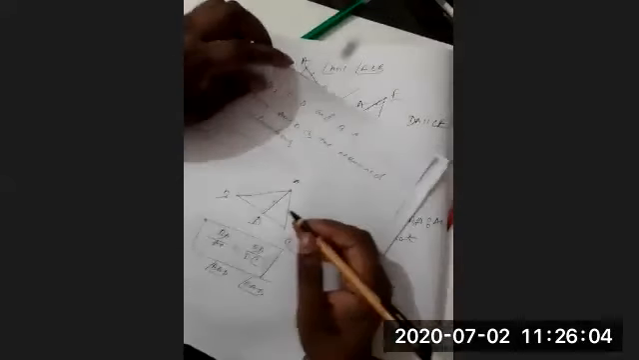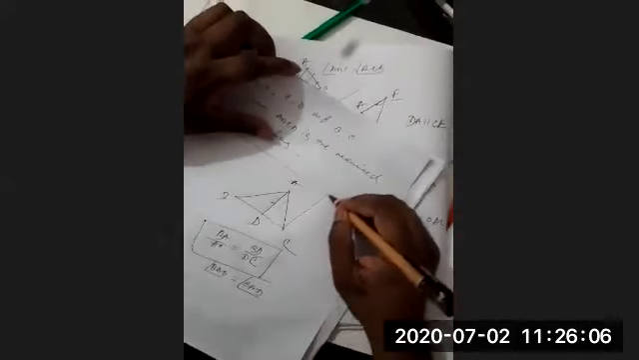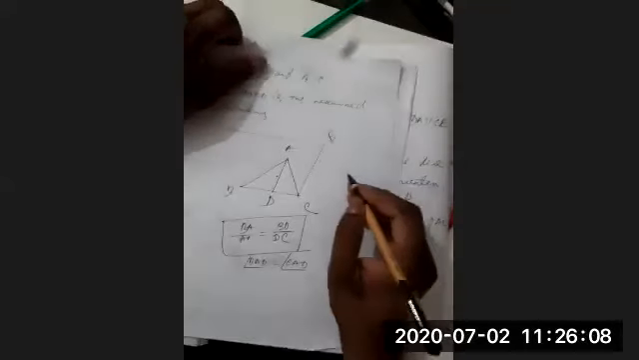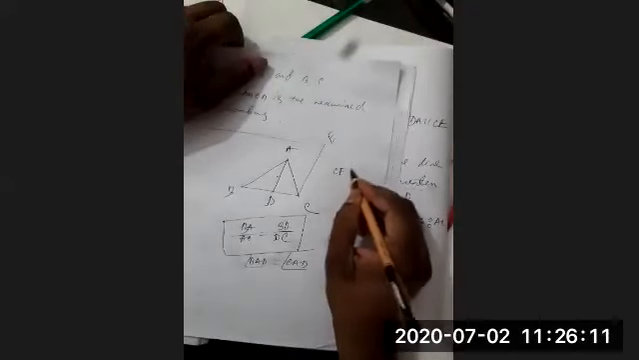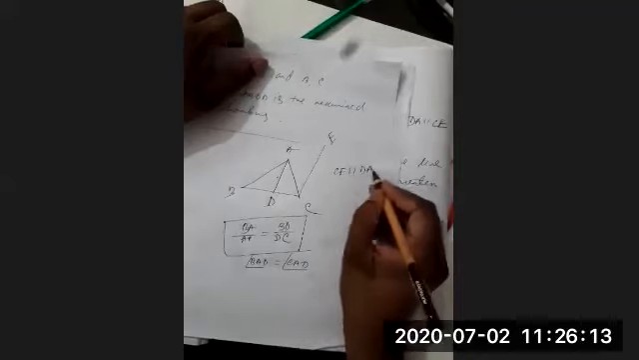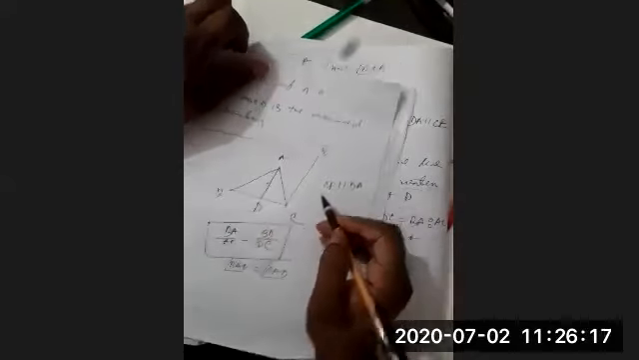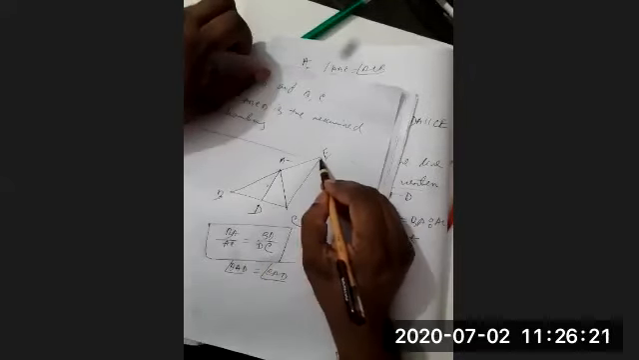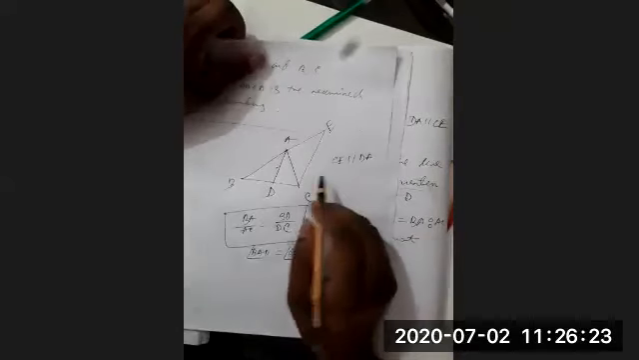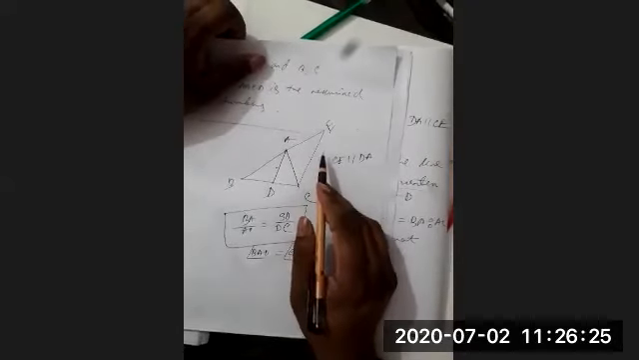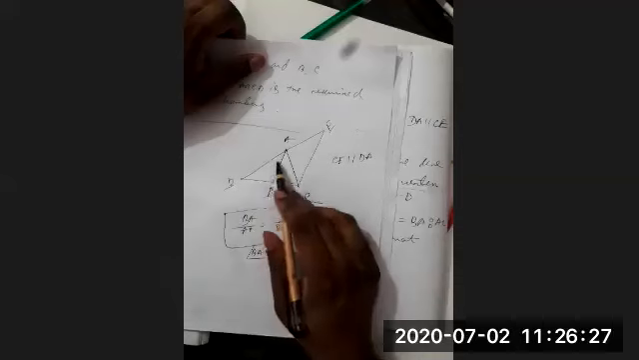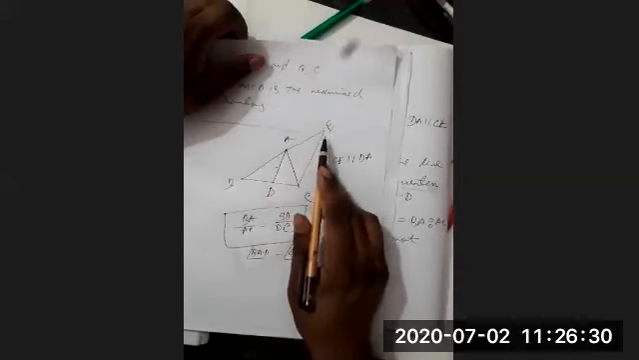Firstly, the construction: draw a side CE which is parallel to DA. Just now we drew a side CE parallel to DA, and it intersects the extension of BA at the point E.